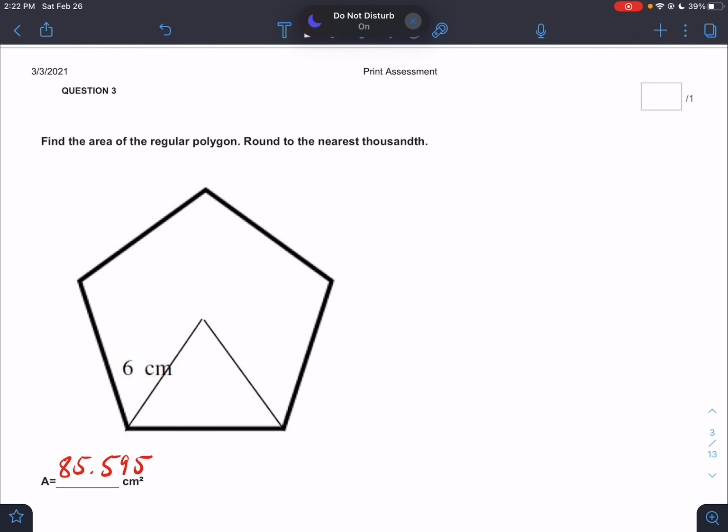Hey guys, I'm going to work through these kind of quick, but I just want you to be able to see them. I know they're tough problems. The first one is a pentagon. Every regular polygon, we're going to start with this right triangle.